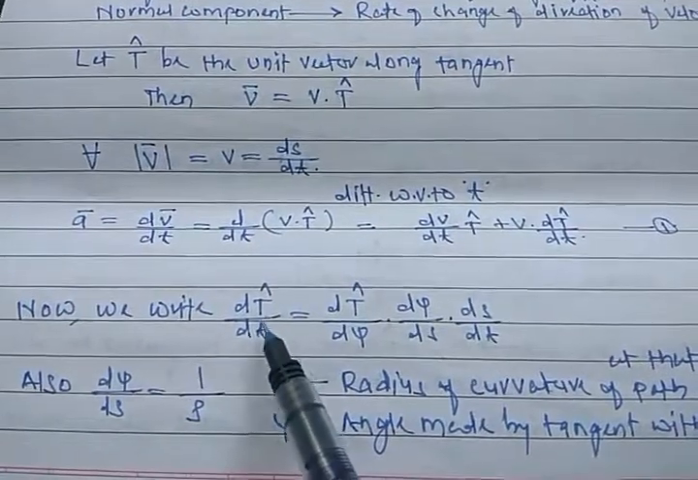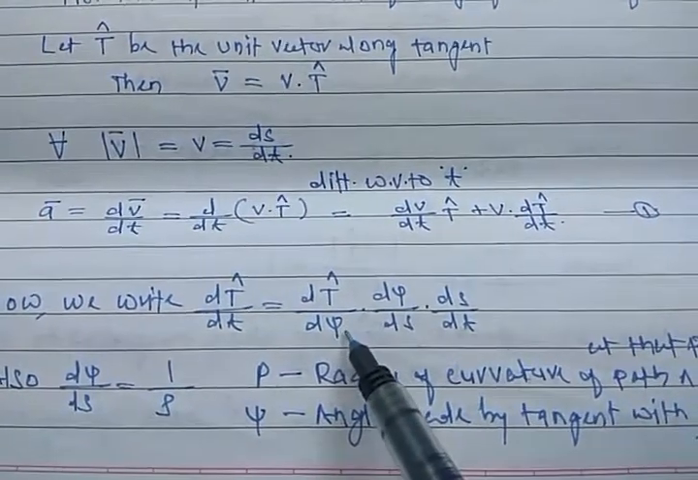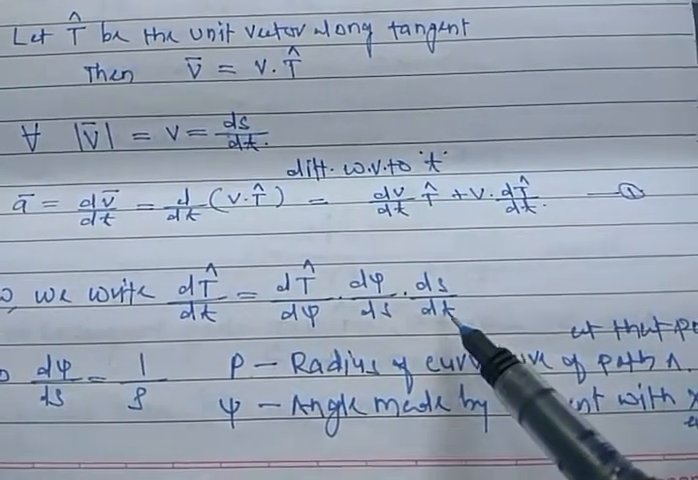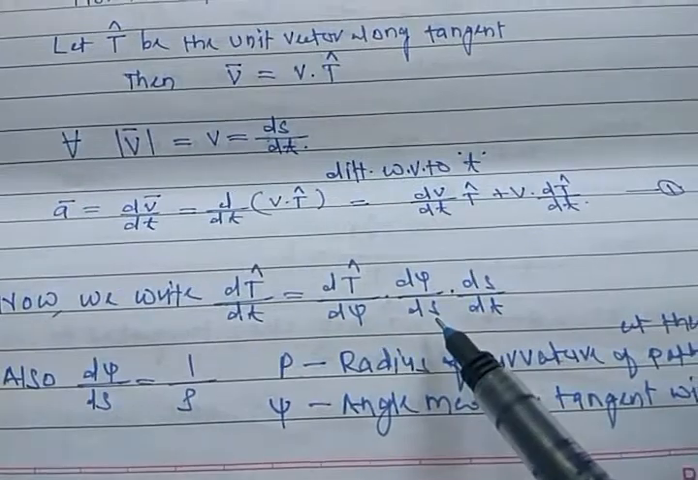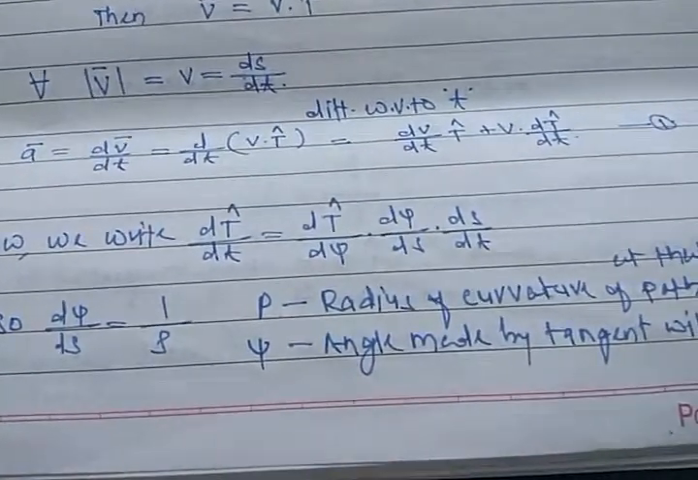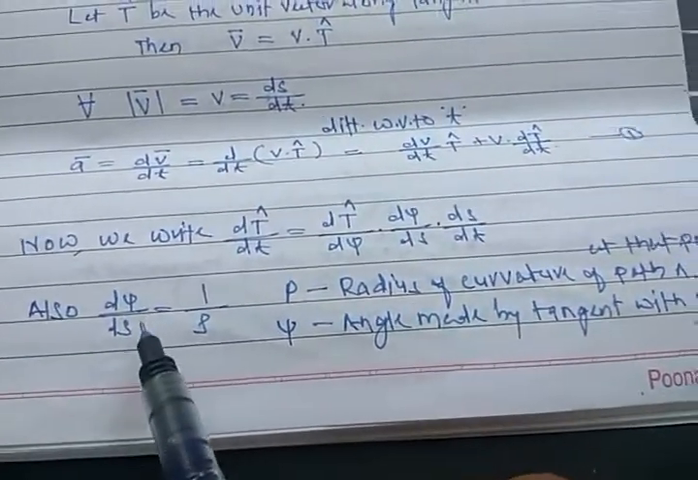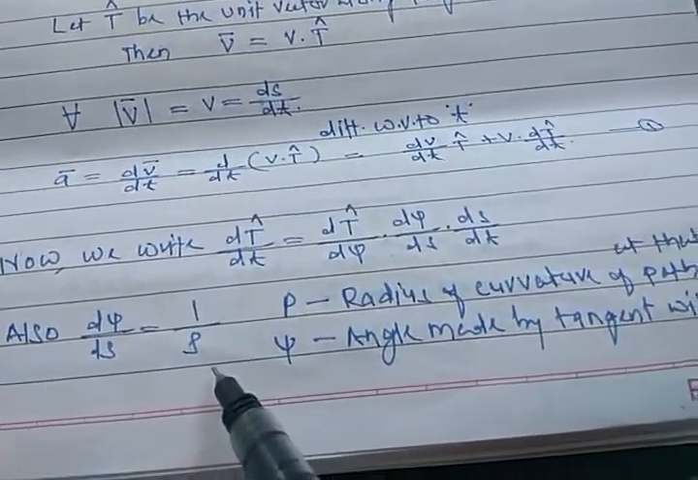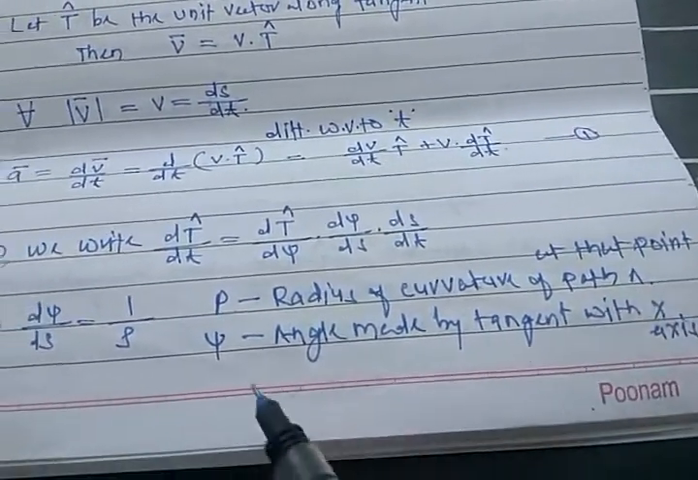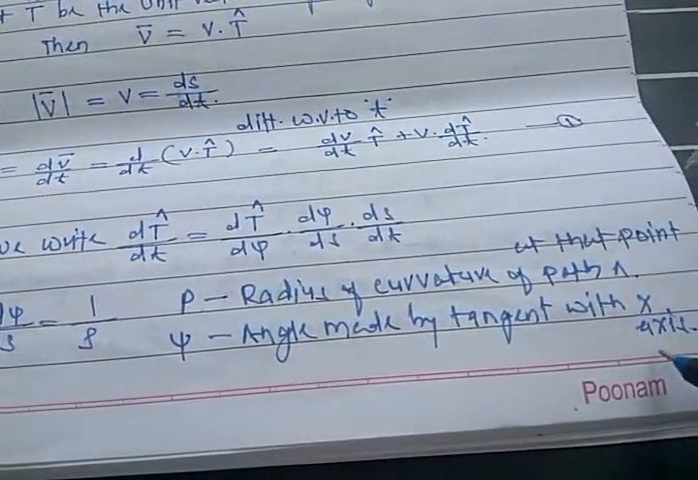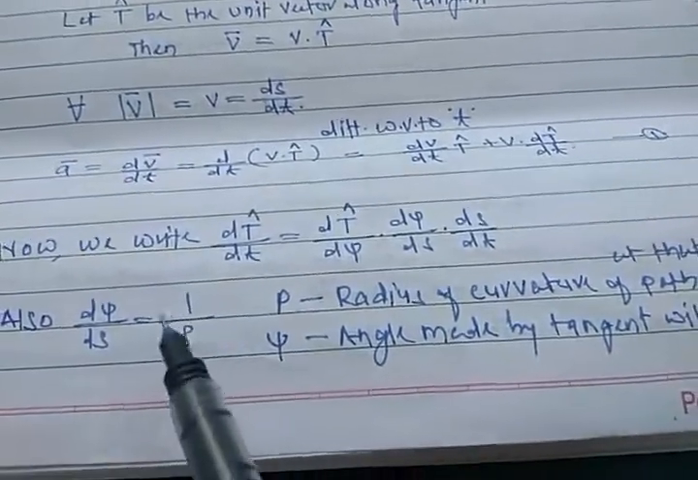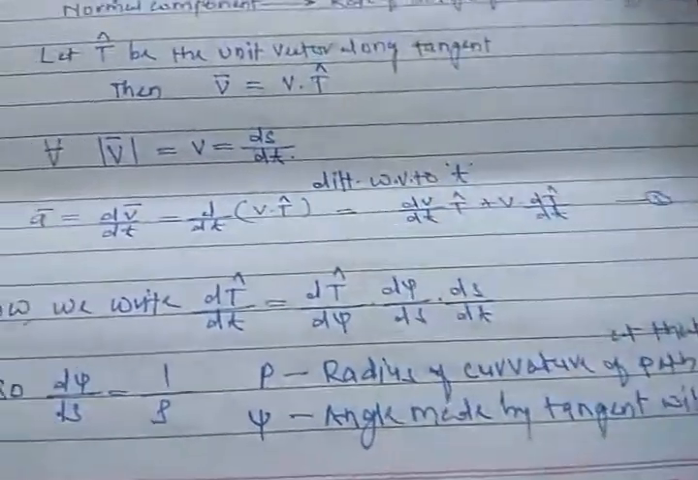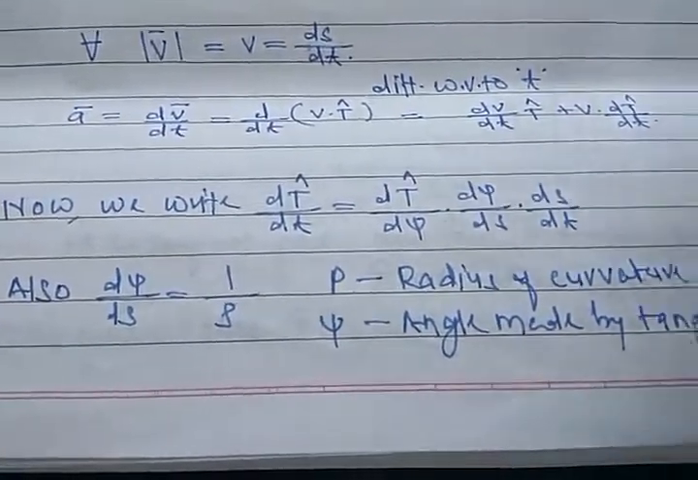Now we can write dt cap by dt is equal to dt cap by d psi into d psi by ds into ds by dt. Purposely we have introduced psi and s here. What is the purpose, we will come to know later. Now d psi by ds is equal to 1 by rho, where rho is the radius of curvature at that point and psi is the angle made by the tangent with the x-axis. If this tangent is extended backwards, it makes an angle psi with the x-axis. So d psi by ds is equal to 1 by rho. Don't worry, we will derive this d psi by ds equal to 1 by rho later on, but now we will use this as it is.